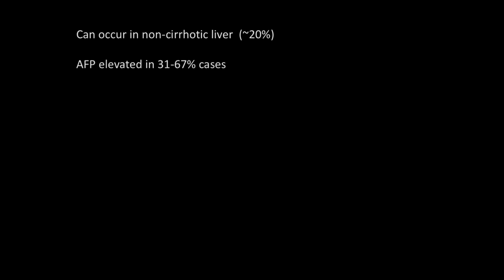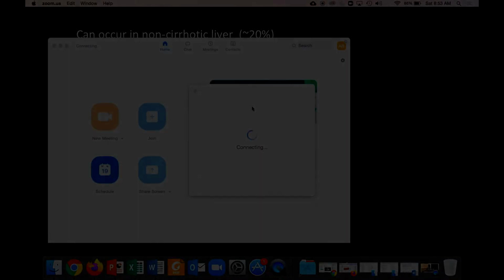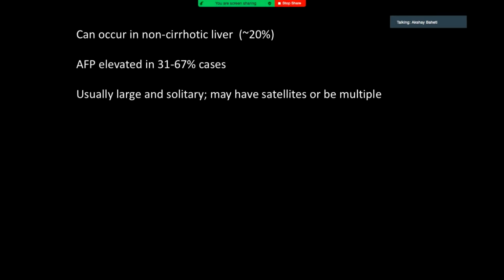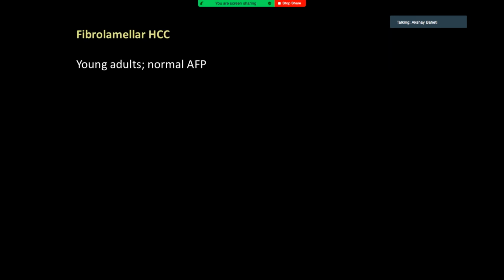If CA 19-9 is normal, again you cannot say that it's not that, right? So HCC generally in non-cirrhotics, what I have seen is usually a large, big mass. Unlike cirrhosis, where you can see it as multifocal, here it's more commonly large, but it can be multiple also. And they are a little more aggressive here. But one thing you must know is fibrolamellar HCC.